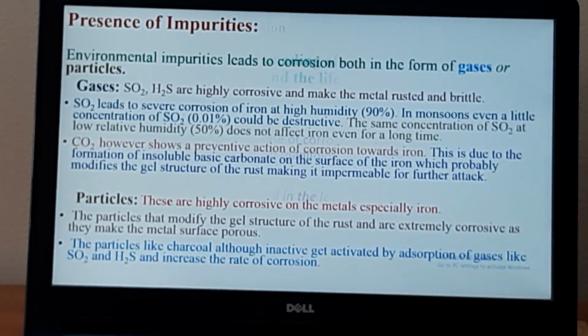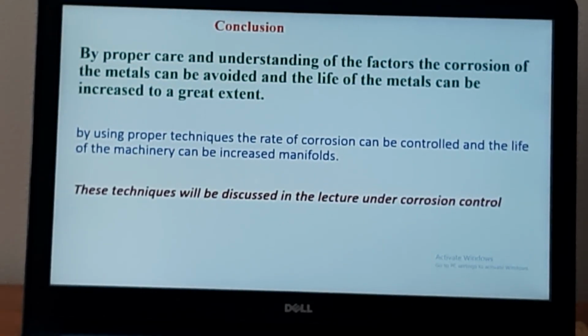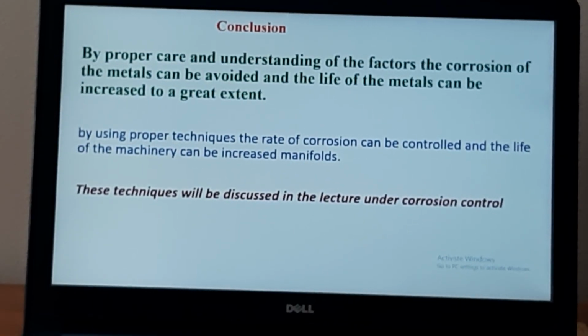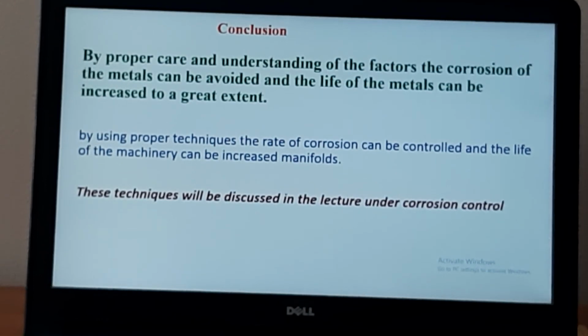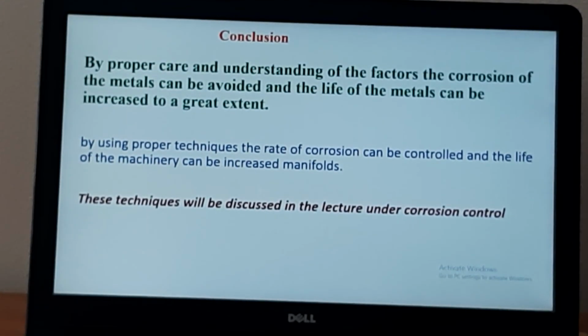So we can conclude that if proper care and understanding of the factors are taken, then the life of the machinery can be increased many folds.